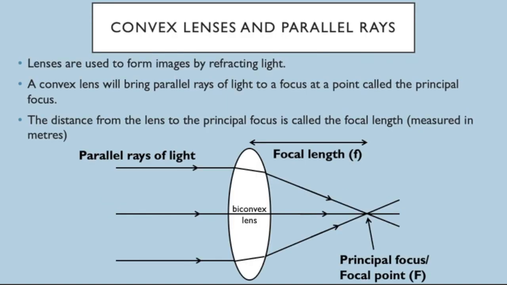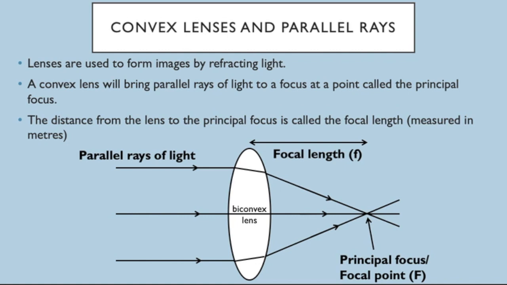So let's have a look at lenses. Lenses are used to form images by refracting light. A convex lens will bring parallel rays of light to a focus at a point called the principal focus. The distance from the lens to the principal focus is called the focal length, and that's measured in meters. You can see we've got three parallel rays of light being refracted by the biconvex lens. Bi means two, and convex is this shape. We've got this shape on both sides of the lens, and that's why it's called a biconvex lens. You could just have a convex lens, which only has the shape on one side of it.